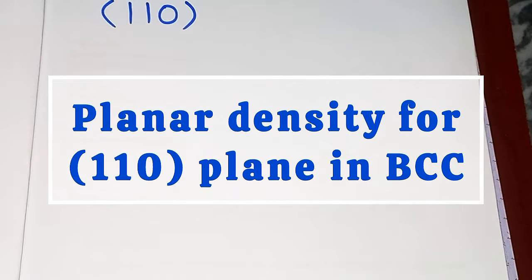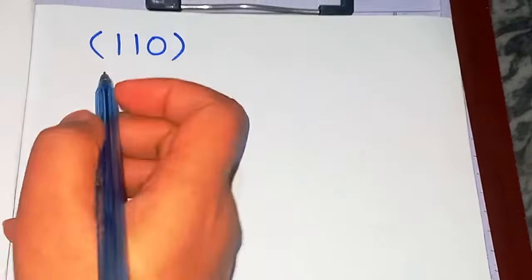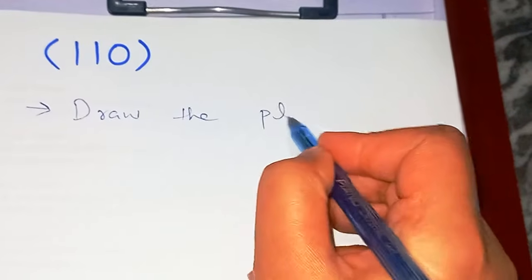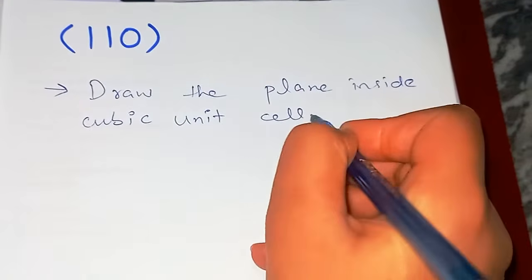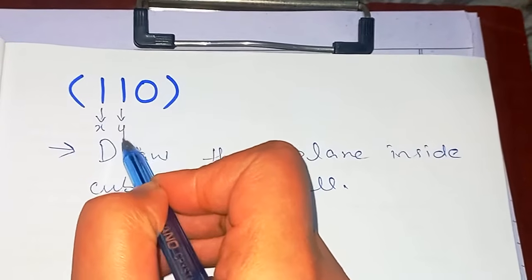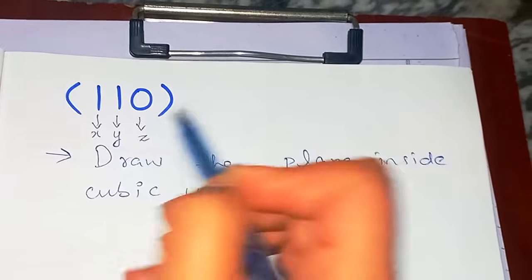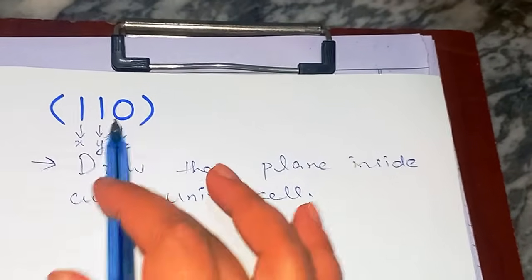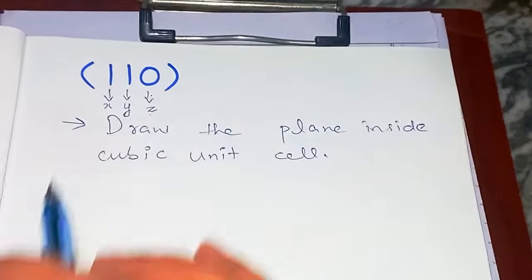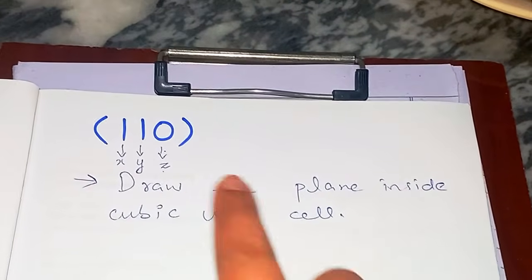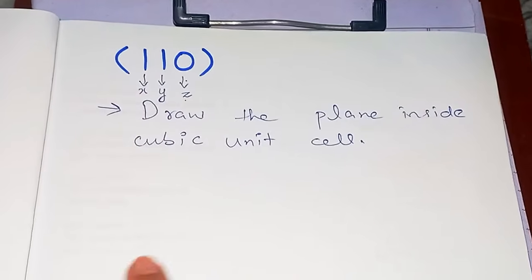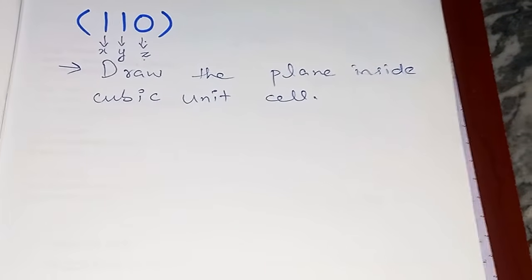Let's calculate the planar density for the 110 plane in BCC, and for that purpose, first of all, we need to draw the plane inside the cubic unit cell. The first index gives us the x-intercept, the second index gives us the y-intercept, and the third index gives us the z-intercept. So how do indices give us the intercepts? This is really simple. We just need to find the reciprocal of each of these indices and we'll get the intercepts. And intercepts are the ones that help us draw the plane inside the cubic unit cell.